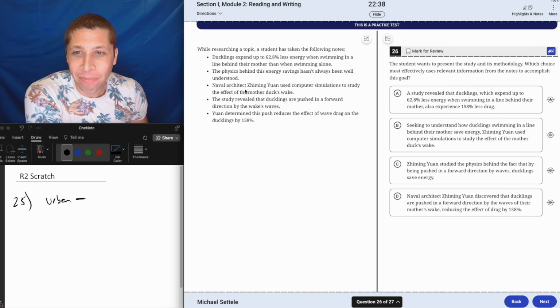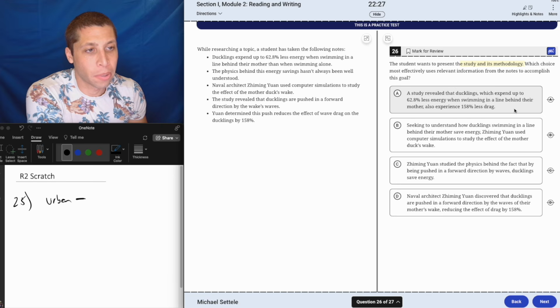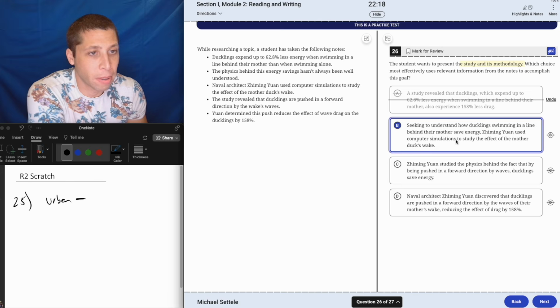Student wants to present the study and its methodology. Okay. A study revealed that ducklings, which expend up to 62.8% less energy when swimming in a line behind their mother, also experience 7% less drag. But what's the methodology? Seeking to understand how ducklings swimming in a line behind their mother save energy, this person used computer simulations to study the effect of the mother duck's wake. Okay, that's the methodology. This person studied the physics behind the fact that by being pushed in a forward direction by waves, ducklings save energy.